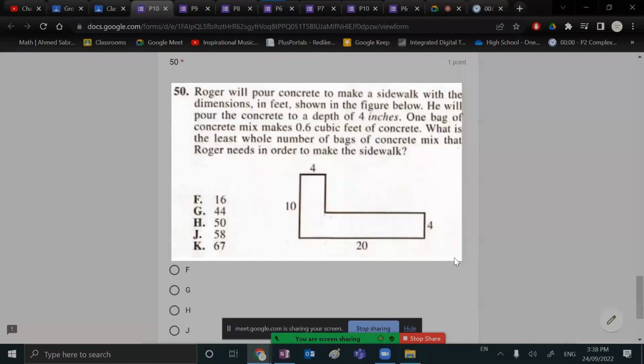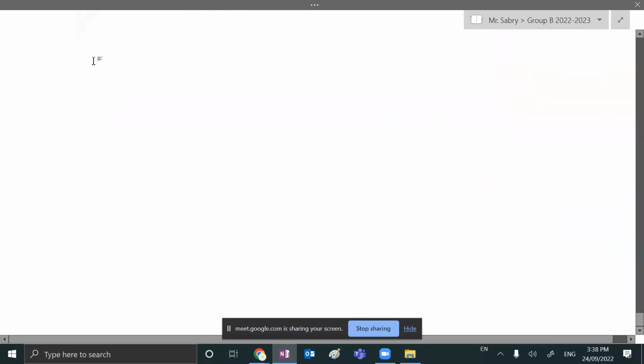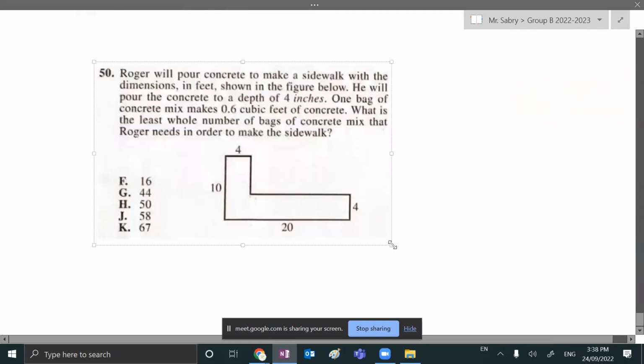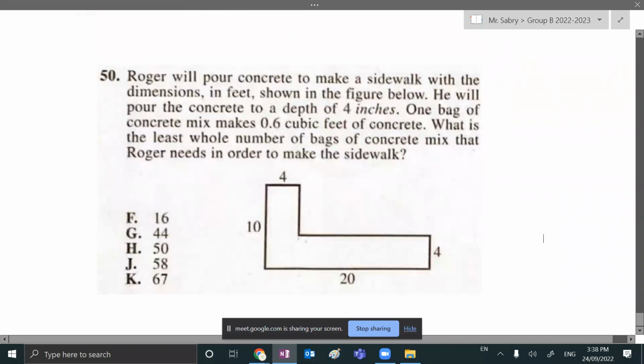So let's see. Roger will pour concrete to make a sidewalk with the dimensions shown in the figure below. He will pour the concrete to a depth of 4 inches. 1 bag of concrete mix makes 0.6 cubic feet of concrete. What's the least whole number of bags of concrete mix that Roger needs in order to make the sidewalk?